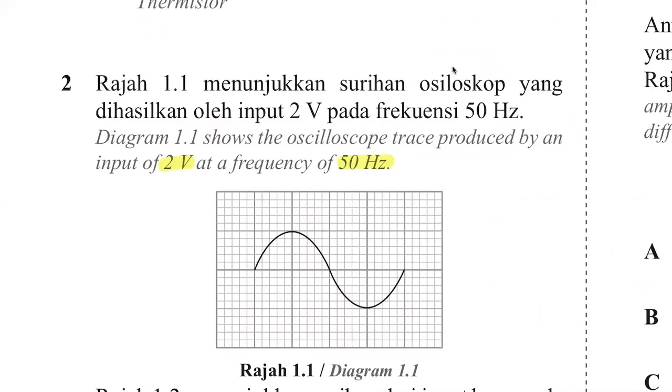Means that kan? This is 2 volt. And then what is the meaning of frequency? Frequency is the number of oscillations in 1 second. The number of one complete oscillation in 1 second. Okay, so this is 50 hertz.